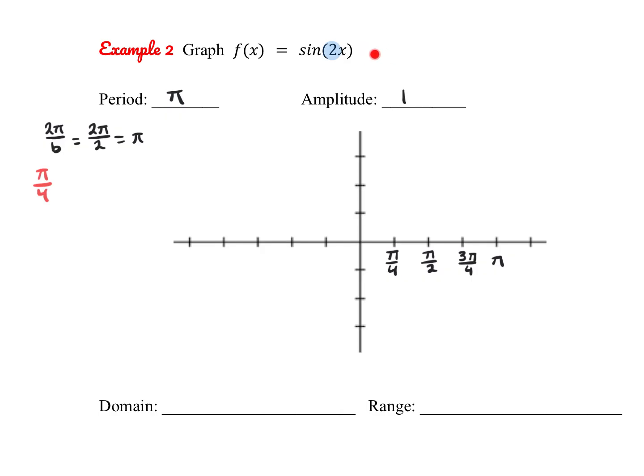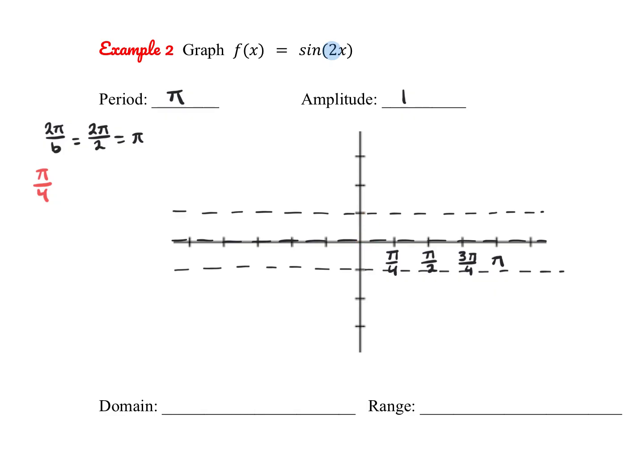Here, again, I don't have a shift up or down, which means my midline will stay at y equals 0. And I go 1 unit up because my amplitude is 1, which is the distance between the midline and the max, or the midline and the minimum. So from the midline, I go up 1 and down 1.